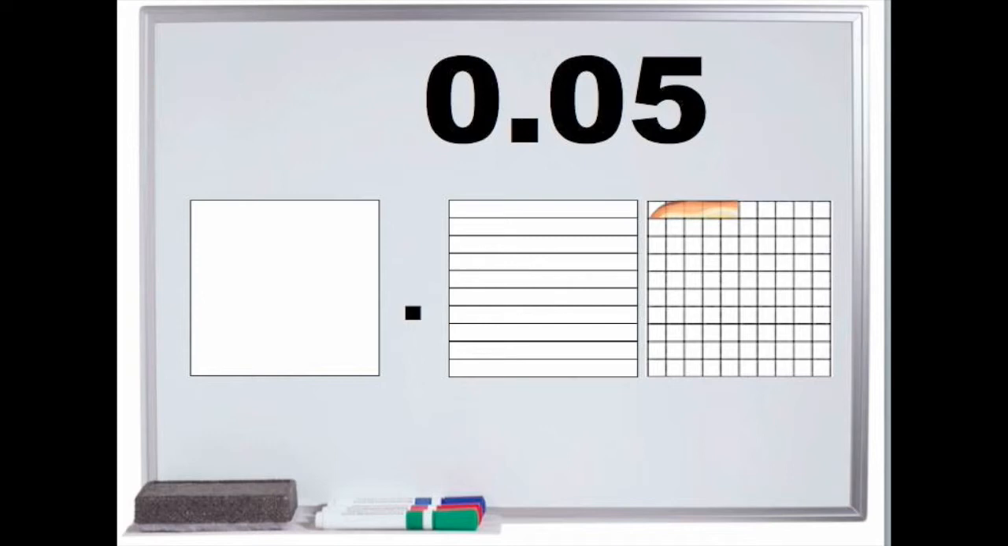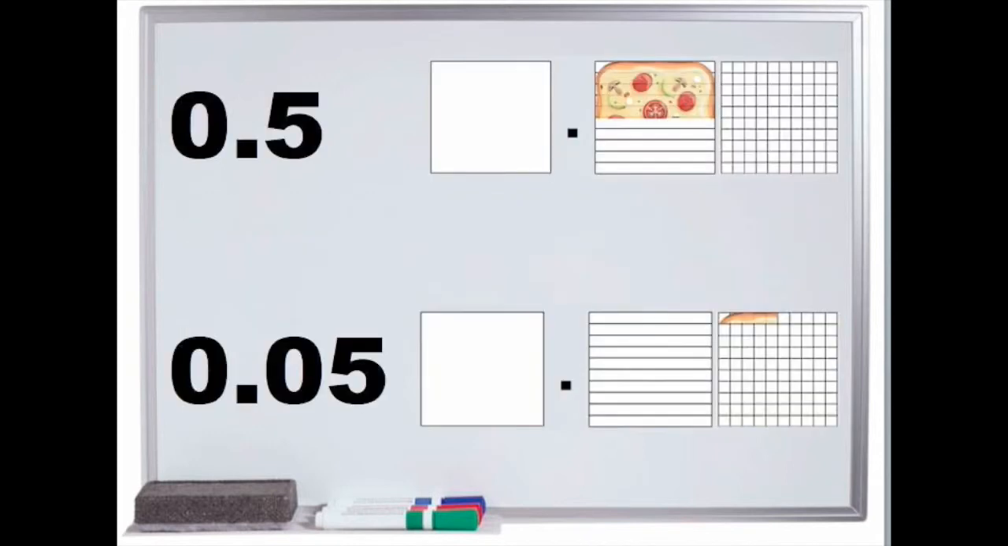And this is what 0.05 pizza looks like. See how we only have a tiny bit of crust? This is the same as saying 0 wholes, 0/10, and 5/100. Let's have a look at those next to each other. Can you tell which pizza is bigger now? It's easy once we have the pictures, isn't it? I don't know about you, but I'd much rather be eating 0.5 pizza than 0.05 of it.